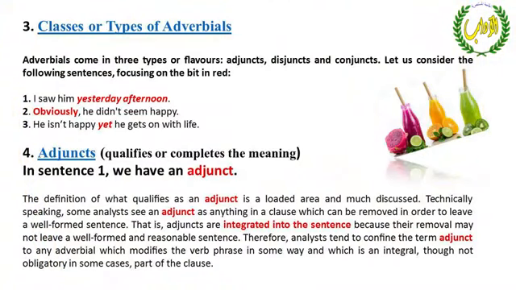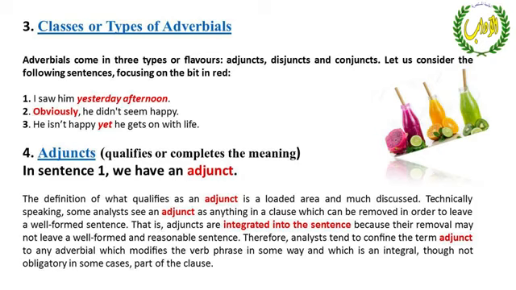The third point that I'm raising here is classes or types of adverbials. Adverbials come in three types or flavors: adjuncts, disjuncts, and conjuncts. Let us consider the following sentences, focusing on the bit in red. 1. I saw him yesterday afternoon. 2nd, obviously he didn't seem happy. 3rd, he isn't happy, yet he gets on with life. So in the first sentence, we have adjuncts.